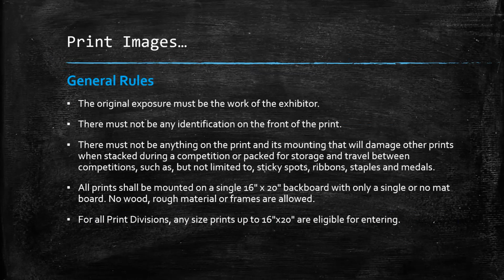So for all print divisions, any size print up to 16-inch by 20-inch is acceptable for entering. But it has to be mounted on a 16 by 20 backboard, but you can have a smaller print that's on there. Again, you can use double-sided tape in order to get that on there. You can use a glue, you can use whatever you want, so long as it doesn't exceed the 16 by 20-inch size. And you don't have anything sticking out that would be rough or sticky, or your print isn't flat where it's going to catch on somebody else's either. And it could damage your print if it does that. So just be careful on how you fix your print to the backboard.